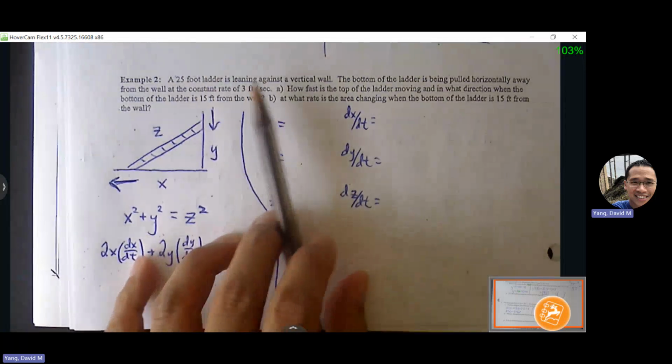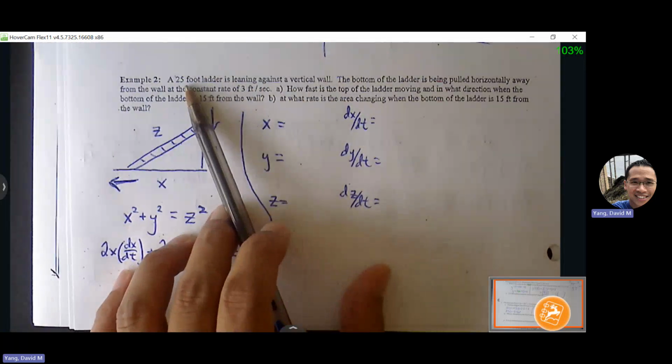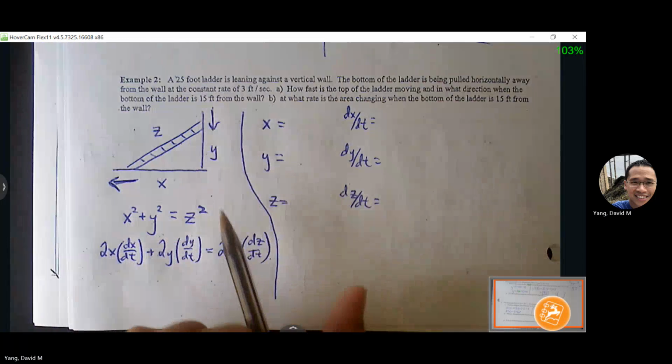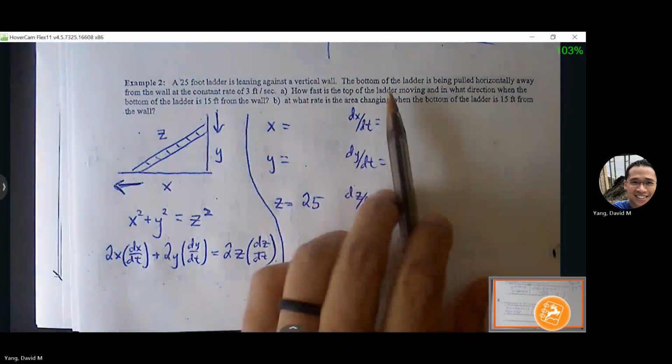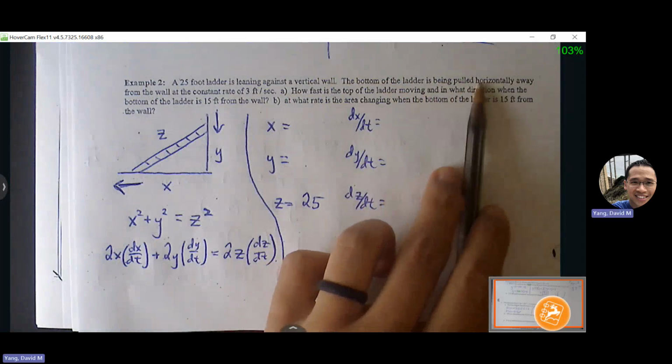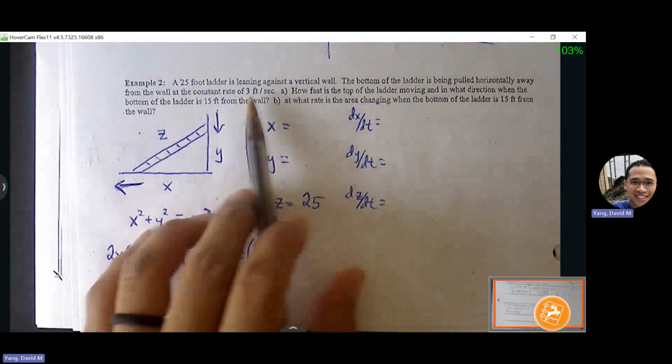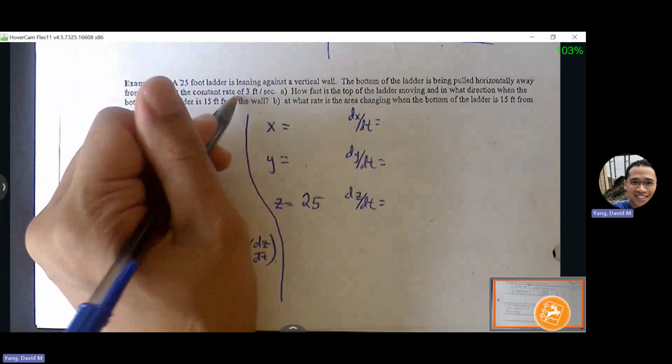Okay, a 25-foot ladder is leaning against a vertical wall. Where is that 25 going to go? Z, okay. The bottom of the ladder is being pulled horizontally away at a rate of 3 feet per second.